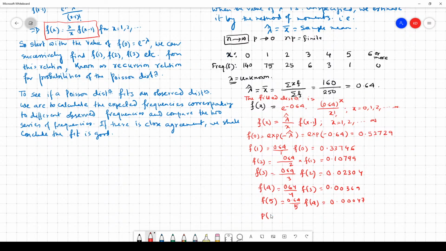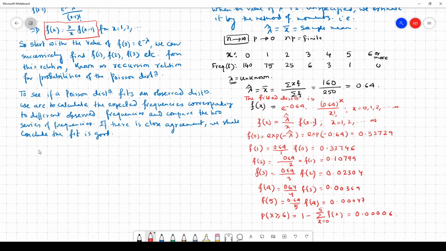And probability x greater than or equal to 6, which is nothing but one minus the sum of f(x) for x from 0 to 5, and this is equal to 0.00006. Okay, so please check whether these things are correct or not.